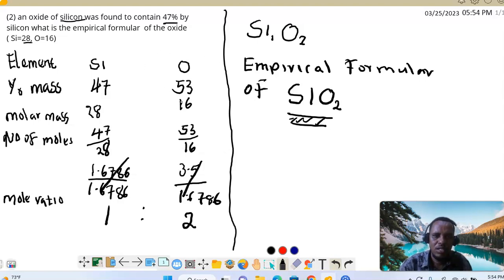So that's how you do it. If you have percentage mass, you use it instead of mass. In the position of mass, you use the percentage mass. If you have the exact mass, you use the exact mass. So you should not worry about that.